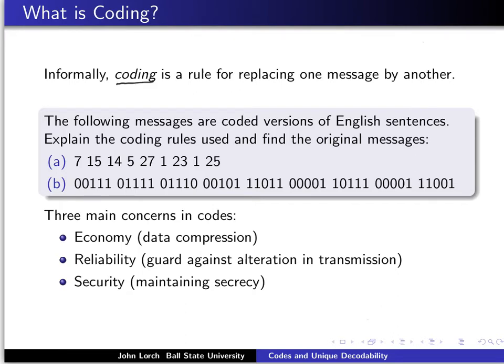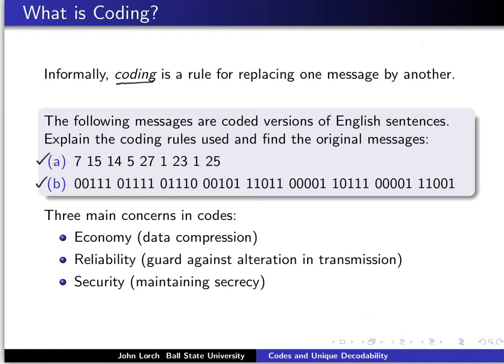Now, in the blocked text, we see some basic examples of this. So we have two coded versions of English sentences, and it might be fun to explain the coding rules that are used and find the original English sentences.